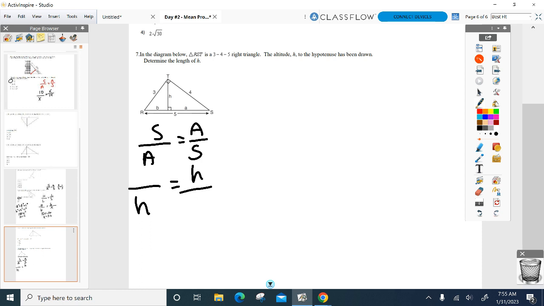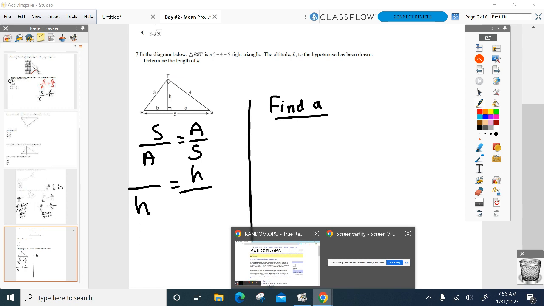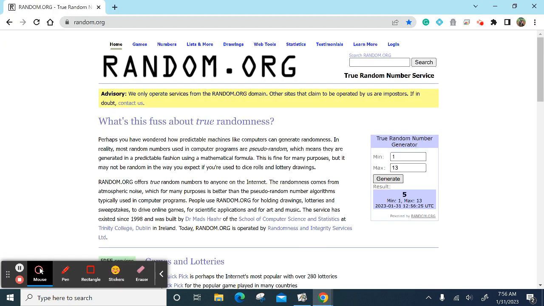Can you find those other segments though, A and B? Is there something else we could use to find A and B? How can we find segment A? Look at all the other values we have. How else can we find segment A? I don't think Pythag is going to work because I don't have enough information to fill in. How can we find segment A? We got it. 5.